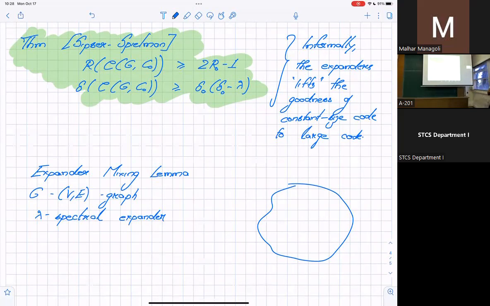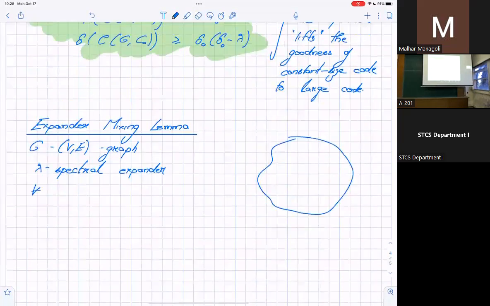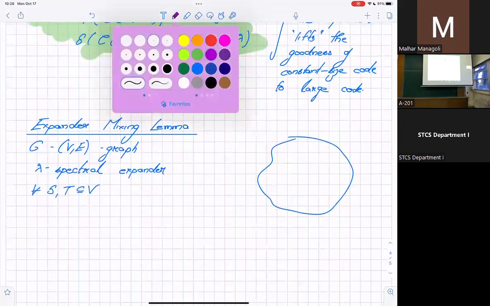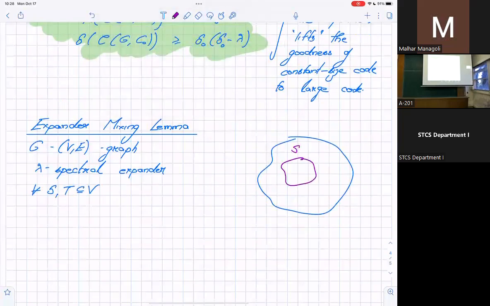Now the expander mixing lemma is this amazing result. Let's take any two sets, S and T, of vertices. S is one set, T is possibly an overlapping set. What we will look at is this: let's pick an edge at random. When I say an edge at random, I'll define the process. I pick a vertex at random and pick a neighbor of it at random.